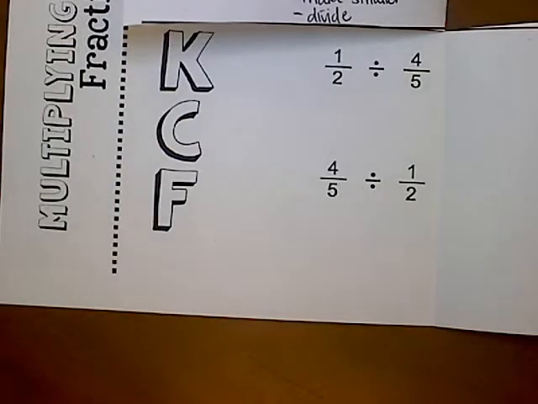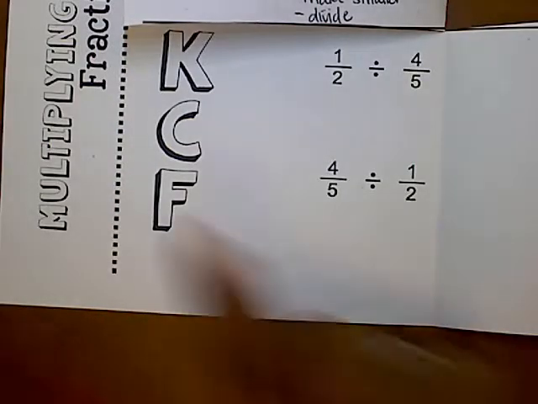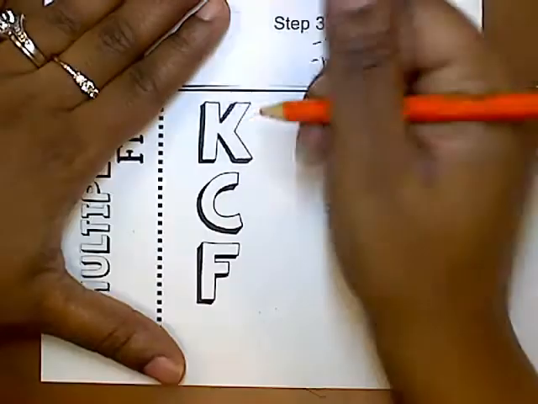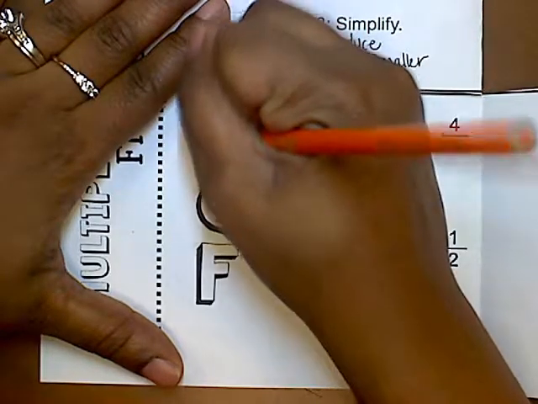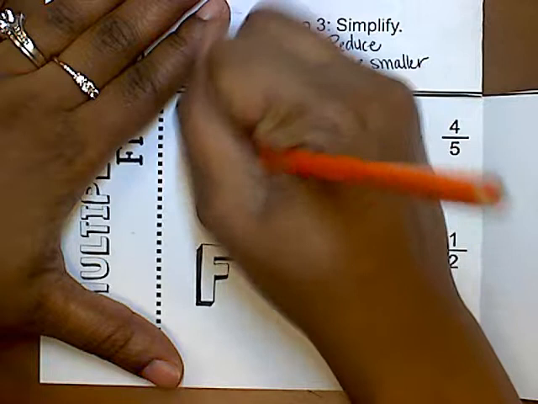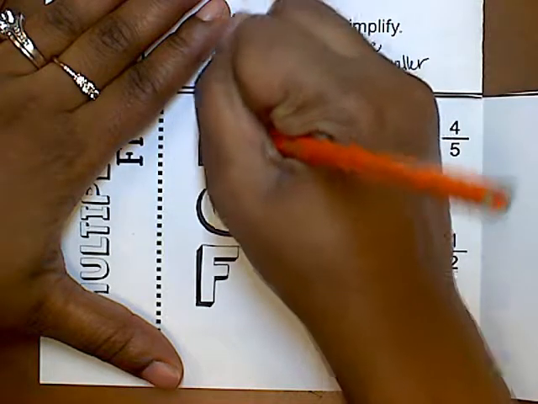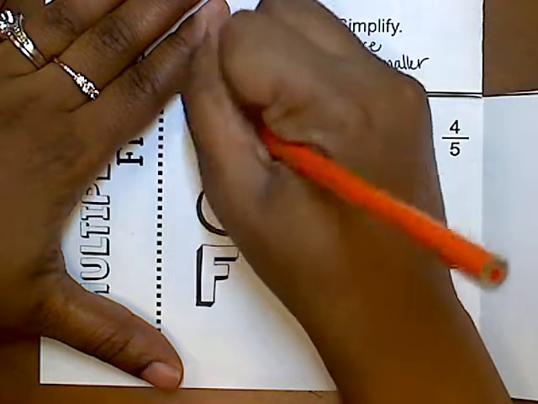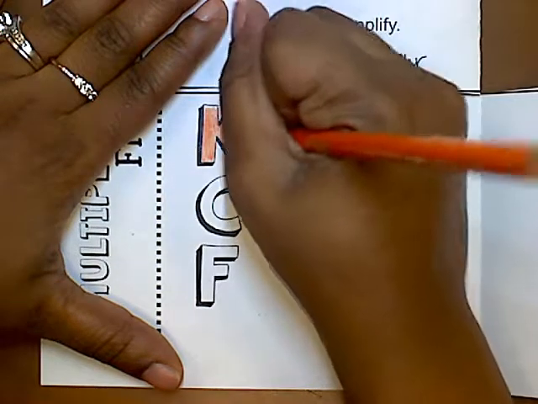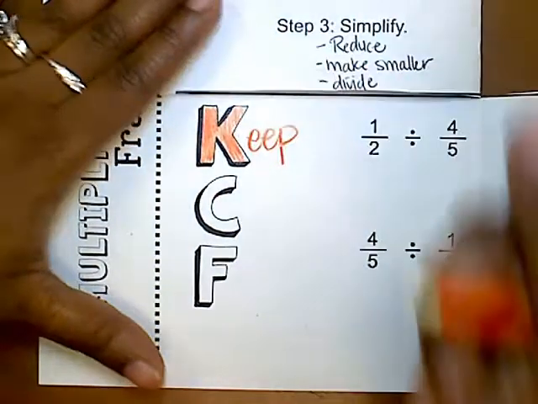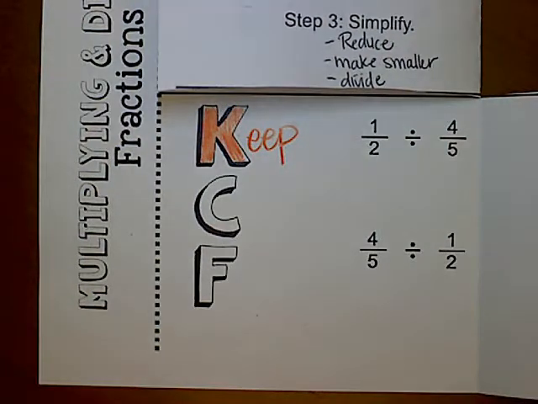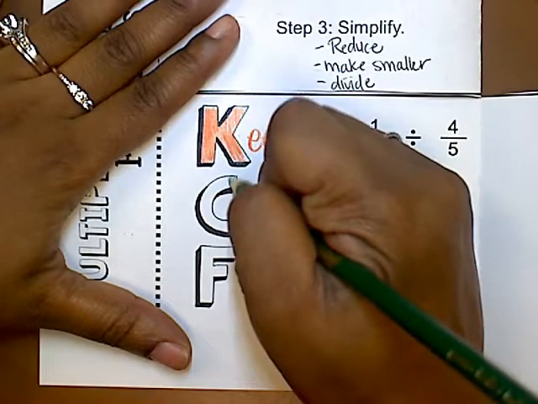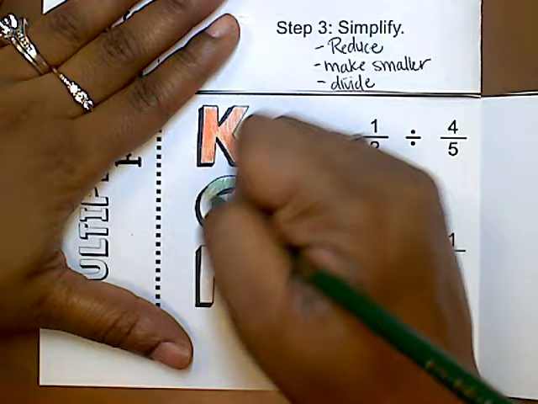So I put this reminder here. This is KFC, or KCF. And again, this is your notebook, so you can make it how you like. But it's important that we just remember this acronym as we're working. So K is telling us to keep. The C is telling us to change.